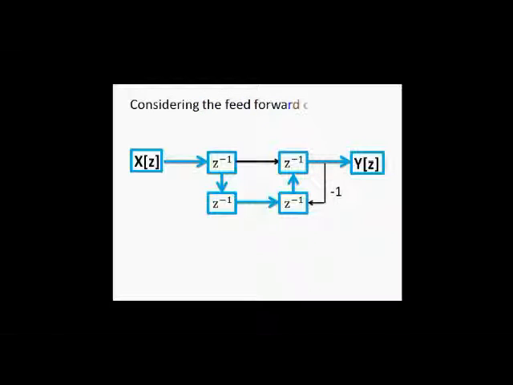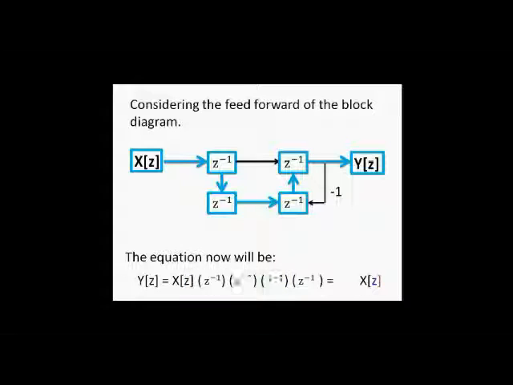Considering the feed forward of the block diagram, the equation now will be y bracket z is equal to x bracket z times z raised to negative 1 times z raised to negative 1 times z raised to negative 1 times z raised to negative 1, which is equal to z raised to negative 4 x bracket z. Adding this to the first equation, we have y bracket z is equal to z raised to negative 2 x bracket z plus z raised to negative 4 x bracket z.